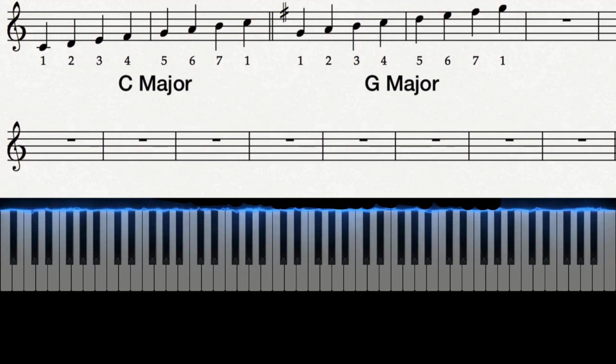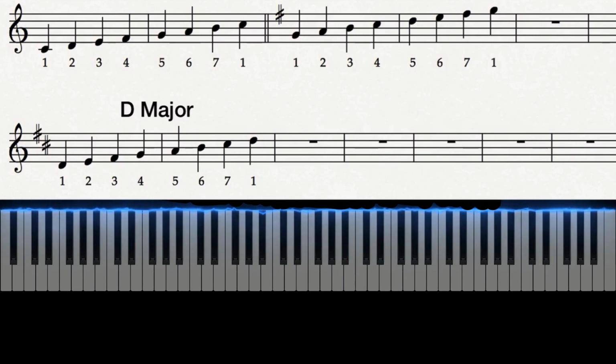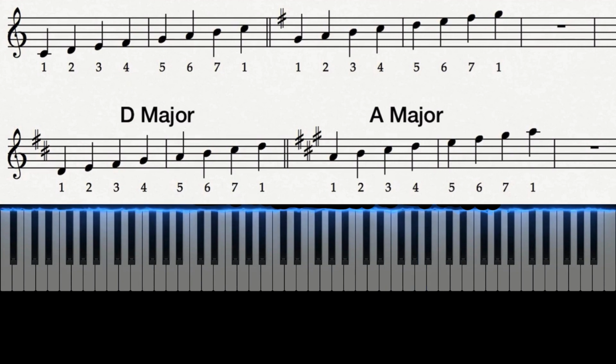So what's the key with 2 sharps? Well, this time starting on G, what's the fifth note in the G scale? It goes G, A, B, C, D. D is the fifth note. That means D major is the key with 2 sharps. So let's keep going. What's the key with 3 sharps? It will be the fifth note of the D scale, which is D, E, F sharp, G, A. A is the major key with 3 sharps.